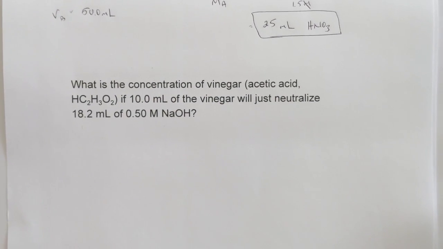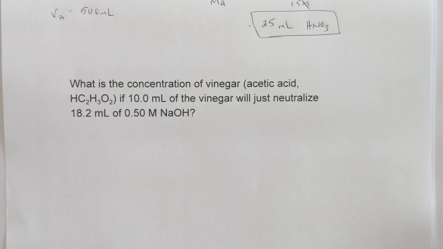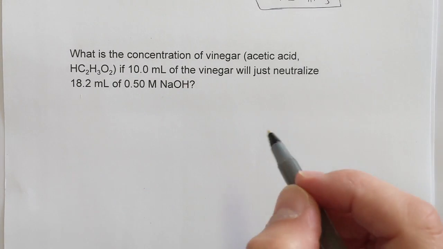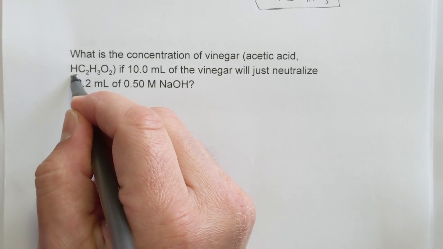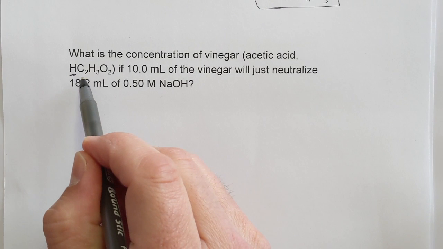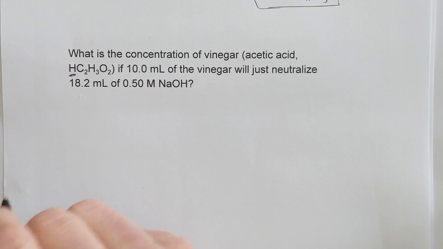All right, the second problem is very similar, just uses the acetic acid and vinegar, which the trick here is knowing how many hydrogens come off of this particular acid. Acetic acid does have 4 hydrogens, but we only are going to ionize one of them. The rest of this is the acetate ion, which doesn't move. All right, so what's the concentration of vinegar, if 10 milliliters will just neutralize 18.2 mils of a 0.5 molar solution?